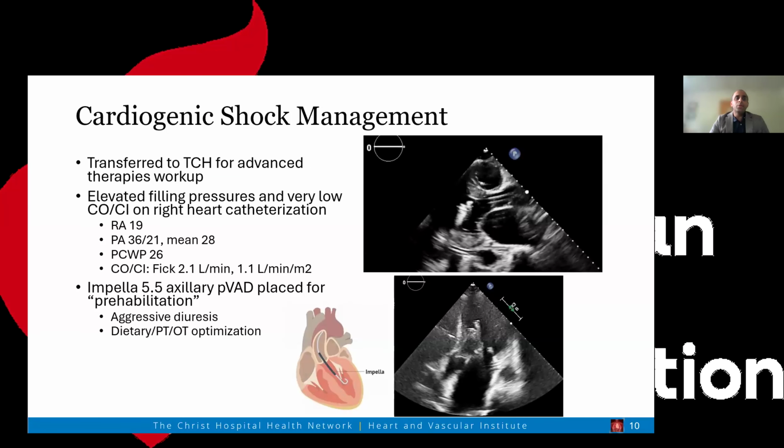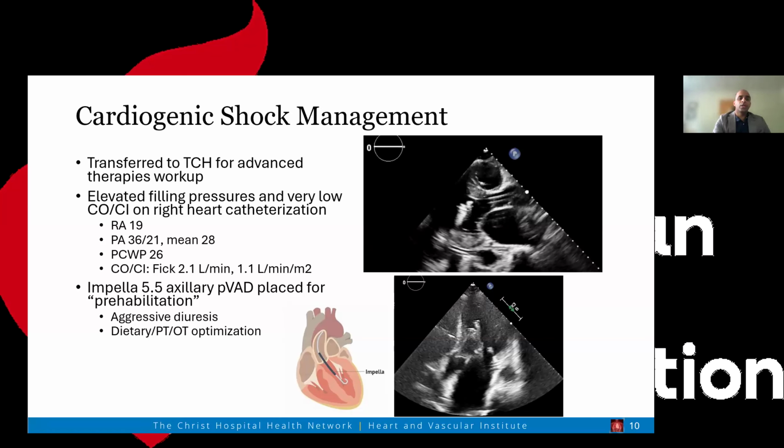So in mid-2023, she arrived to us actually in the ICU, and at that point, we immediately did a right heart catheterization. That right heart catheterization showed elevated filling pressures, an RA of 19, a PA of 36/21 with a mean of 28, and a wedge of 26, which basically is a long way short of saying she had a lot of fluid on both sides of her heart.